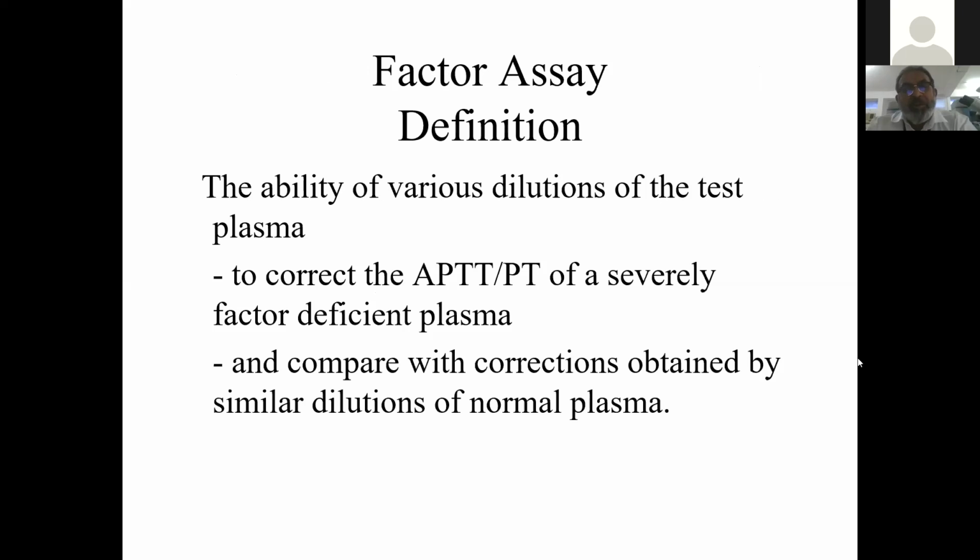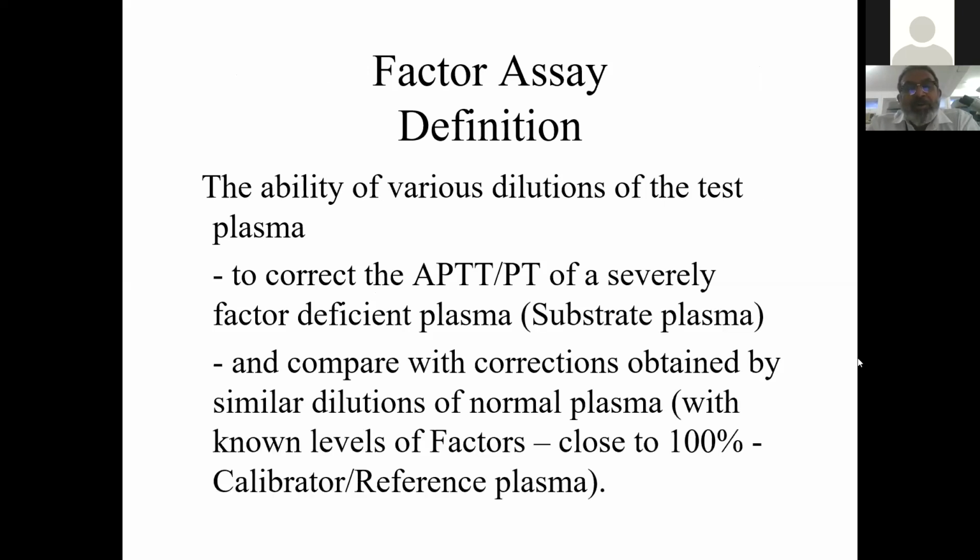So just to revise, the one-stage factor assay is defined as the ability of various dilutions of the test plasma to correct the APTT or PT of a severely factor deficient plasma and compare with the corrections obtained by similar dilutions of normal plasma. To refine that more, the ability of the test plasma to correct the PT or APTT of a severely deficient plasma, which is of course going to be very abnormal. So that plasma is called the substrate plasma.